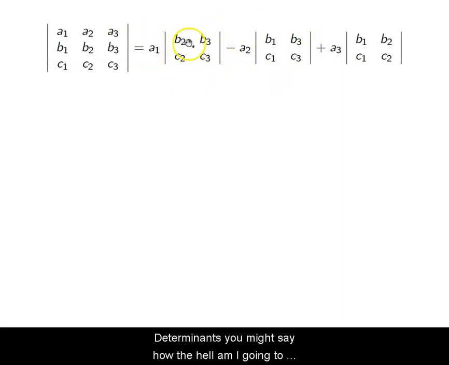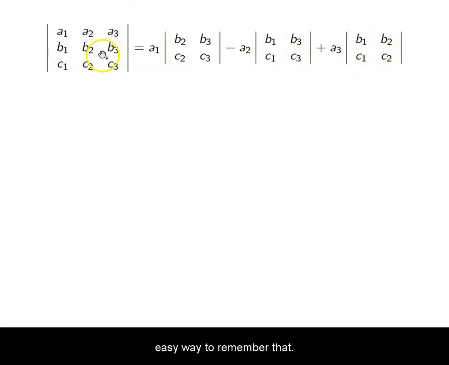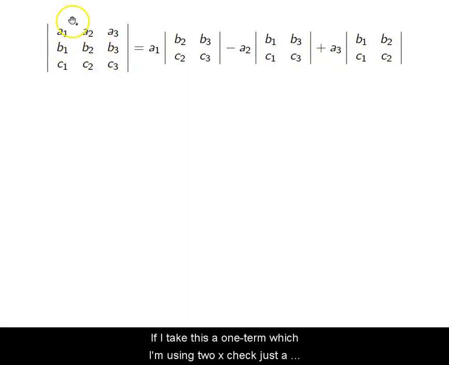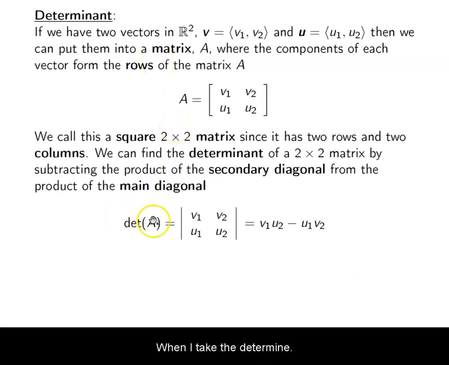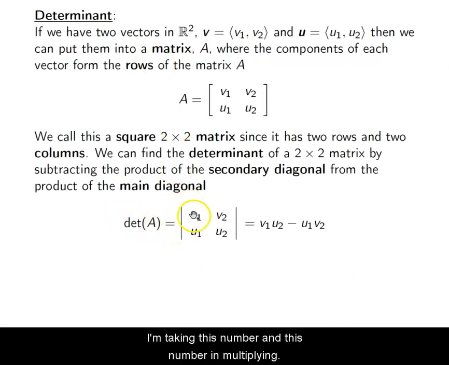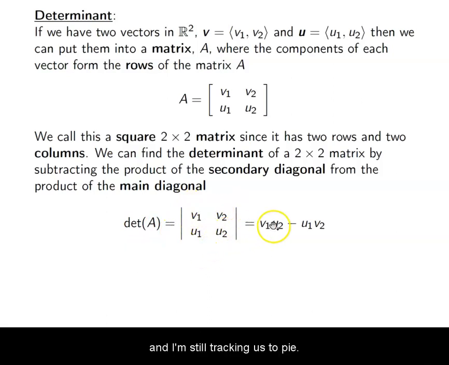These determinants, you might say, how am I going to remember exactly that this is B2, B3, C2, C3, then this one changes, then this one changes? There's actually a very easy way to remember this. But let's backtrack just a second. When I take the determinant, I'm taking this number and multiplying it, taking this number and multiplying it, and subtracting those two products.